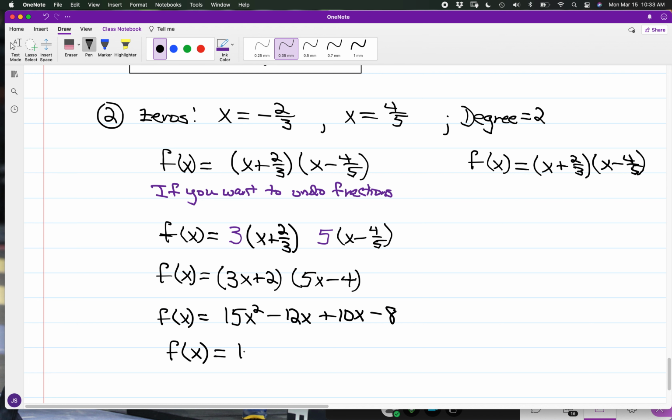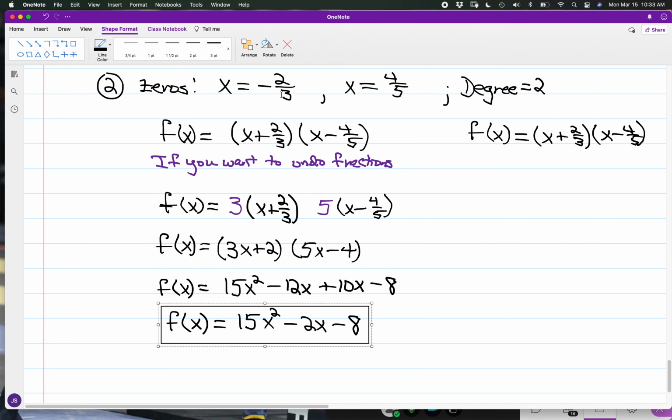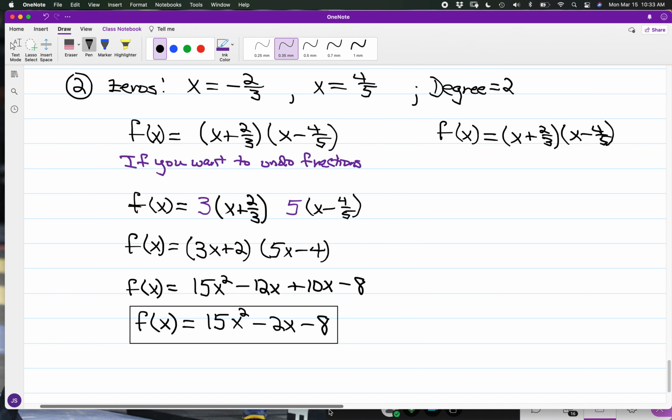So we have one version of a polynomial that had those zeros and will be of second order. We have 15x squared minus 2x minus 8. And this is a version if you were to eliminate the fractions altogether. So if you were to set this trinomial to 0, you'll still have x equal to negative 2/3 and x equal to 4/5 as the solutions.